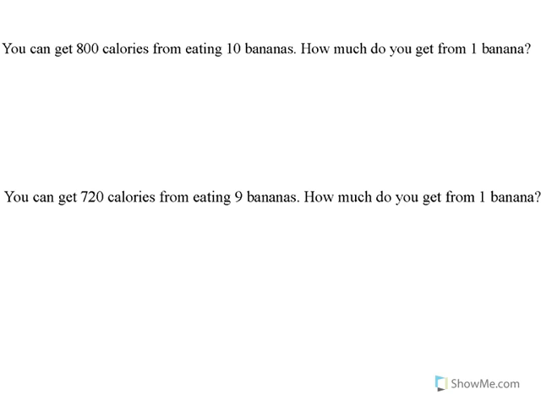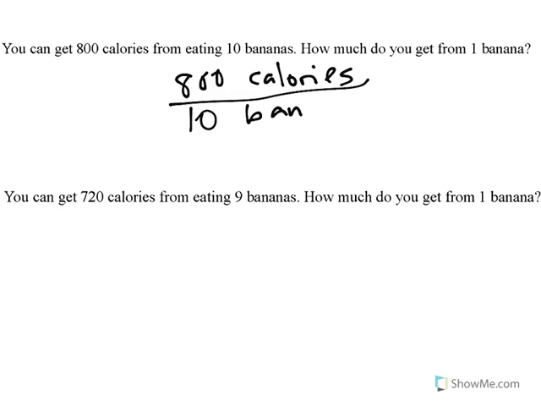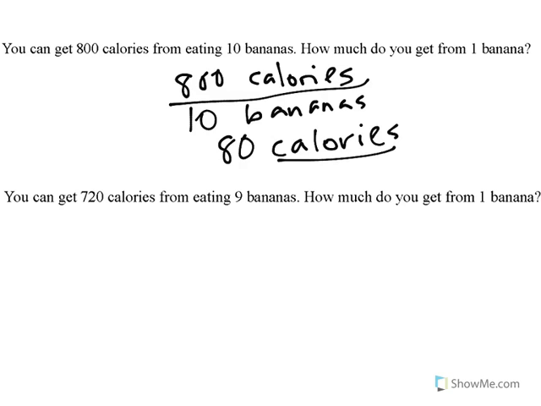Okay, you get 800 calories from eating 10 bananas. How much do you get from one banana? This is called the unit rate. So in order to find the unit rate, we're going to put 800 calories and divide that by 10 bananas. Okay, well 800 divided by 10 is 80, which means you get 80 calories per banana, per one banana. Okay? You should be getting a pop-up box now to try the second one.